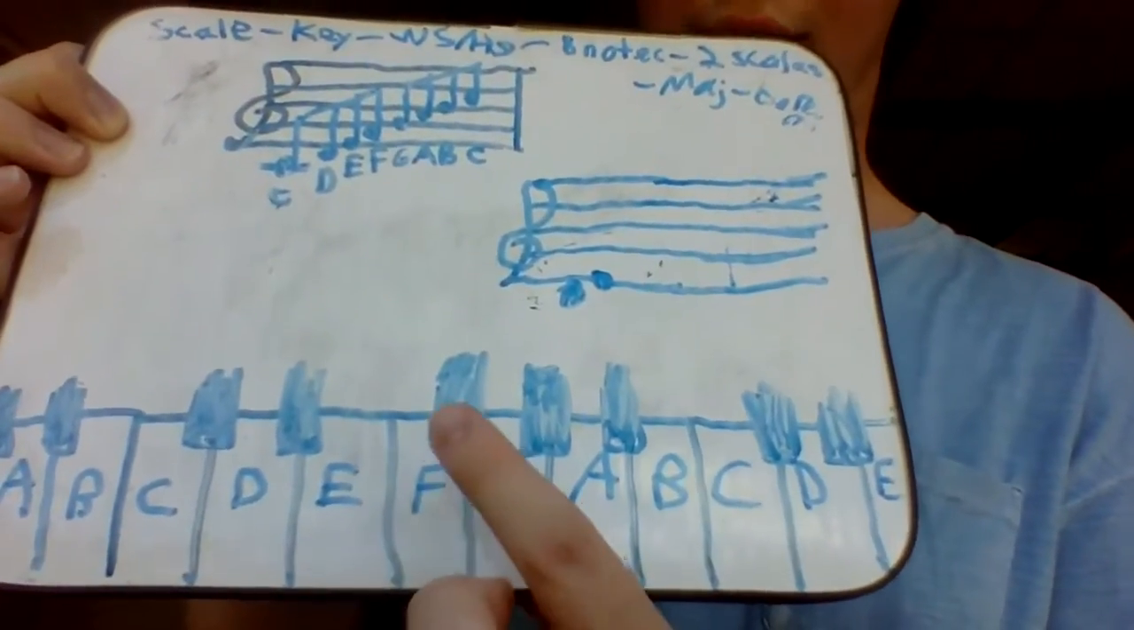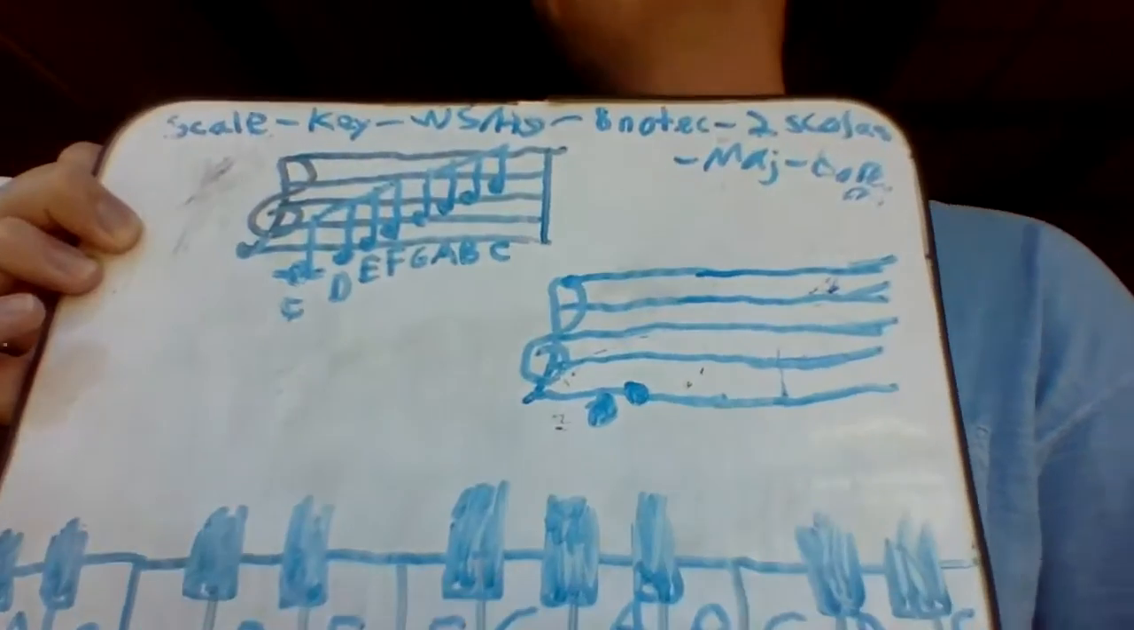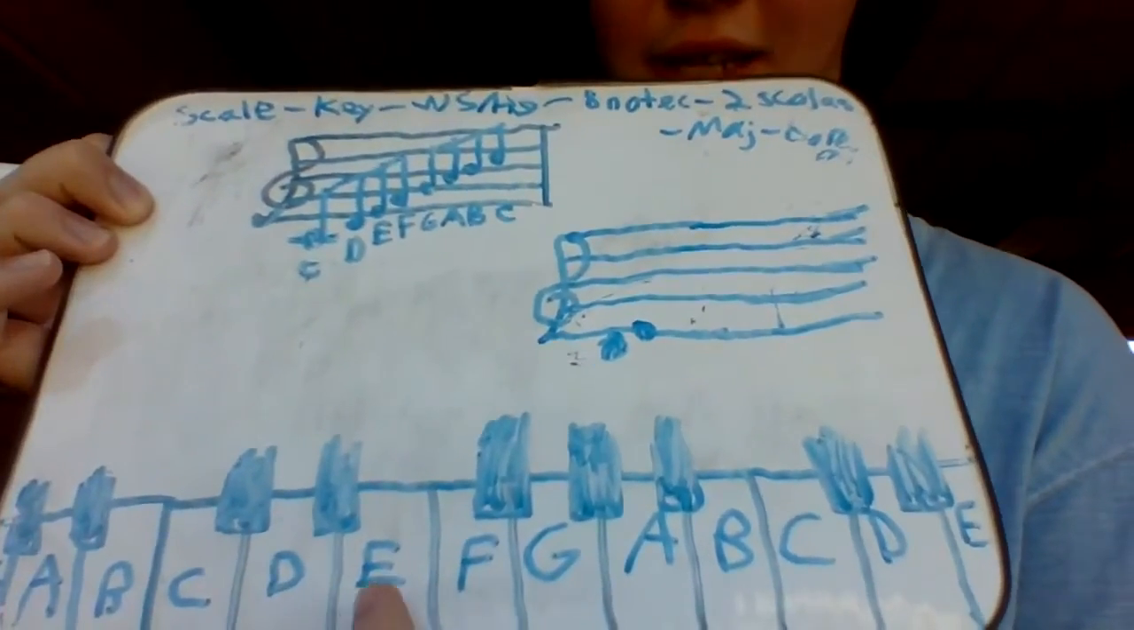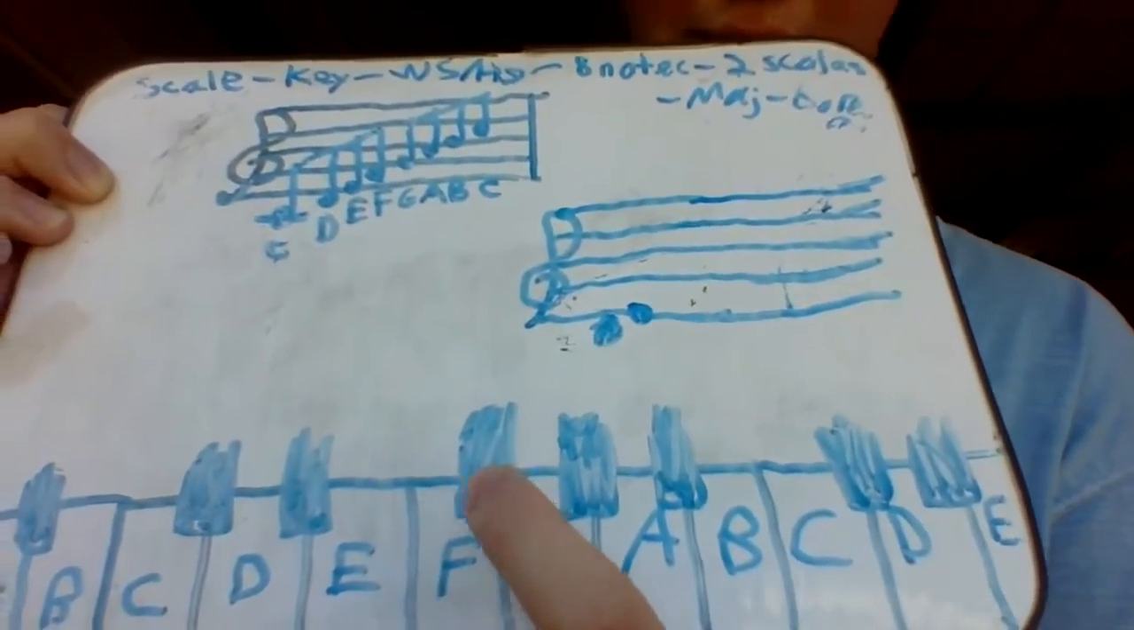Then we go E to F sharp, that's a whole step. I'm making a music theory video, yeah. D to E is a whole step, E to F sharp is a whole step, whole step.